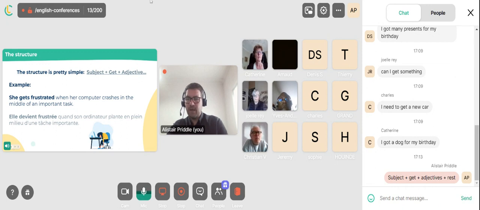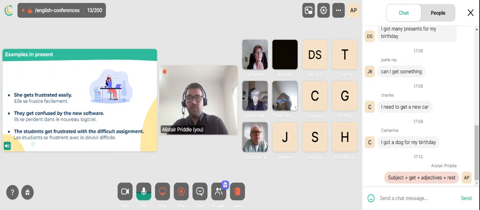Okay, well, let's have a look at some other examples in the present. She gets frustrated easily. They get confused by the new software. The students get frustrated with the difficult assignment.